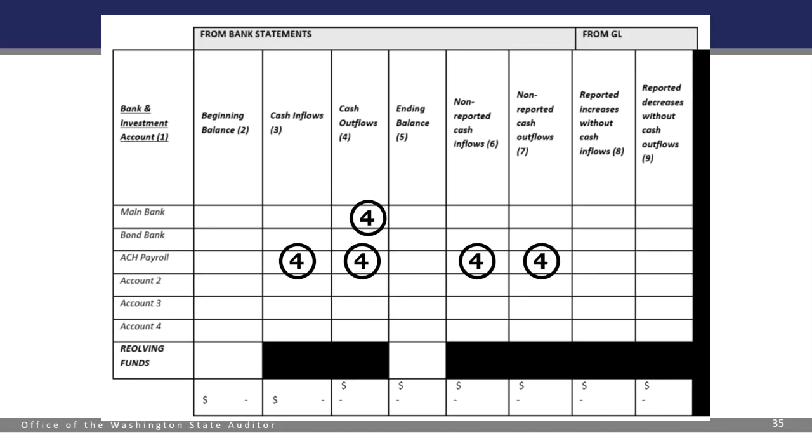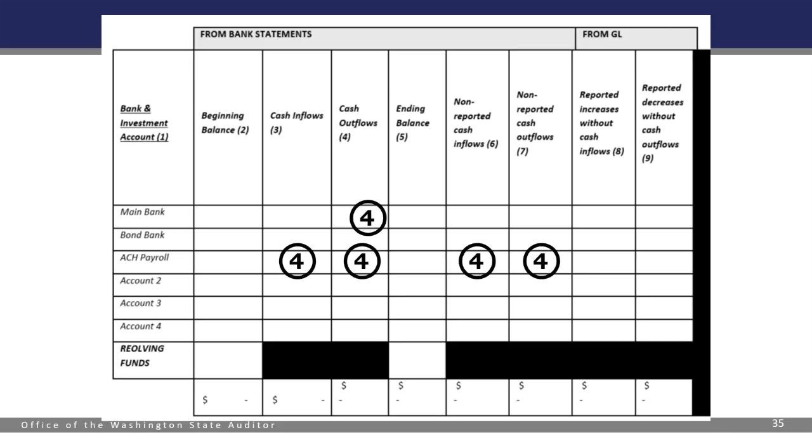The total deposit and disbursement activity of that ACH payroll account doesn't get reported on our financial statements because we'd be duplicating our payroll expenditures. So we reconcile those things out. We don't actually report that activity in our statements because the payroll expenditure already occurred from our main bank account. So all that's left here is a cash outflow from our main bank, and then the ACH payroll account activity essentially is netted and reconciled to 0.